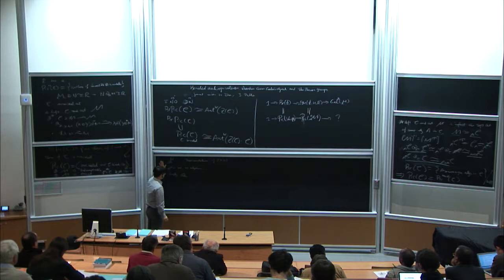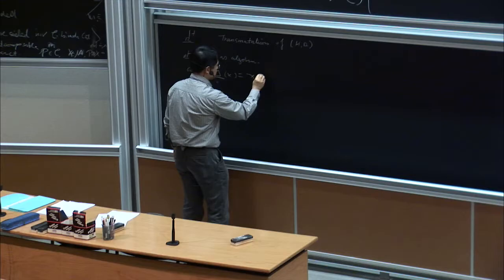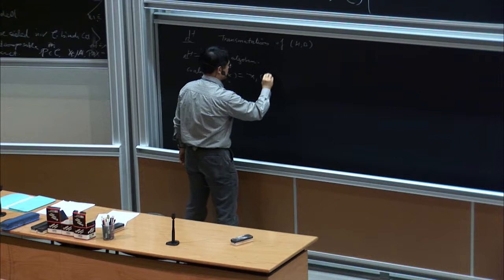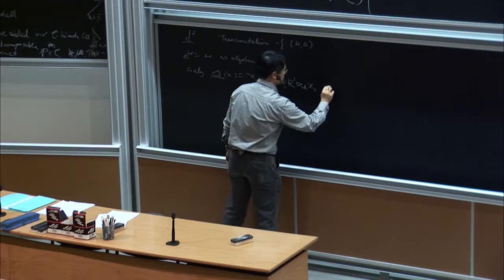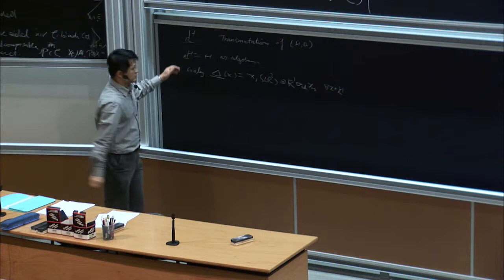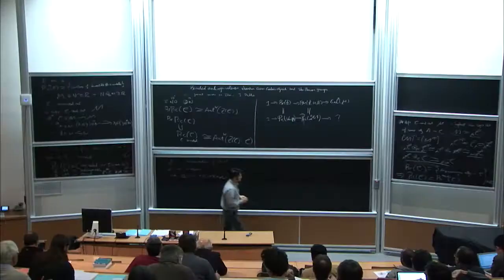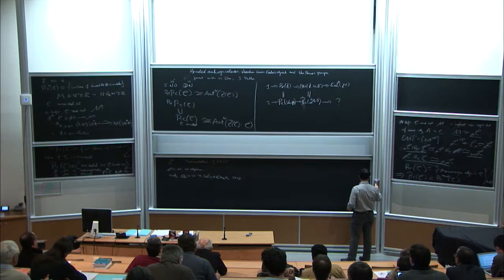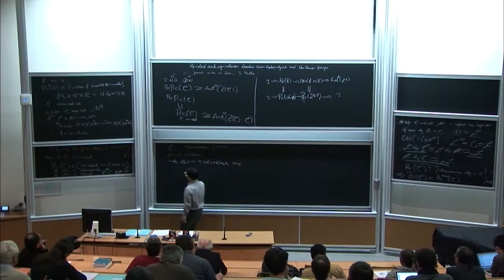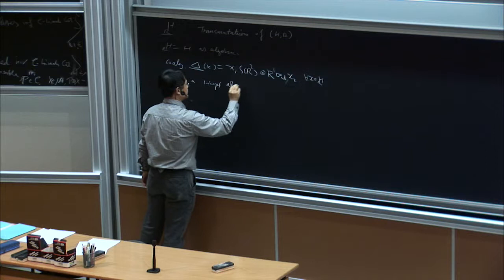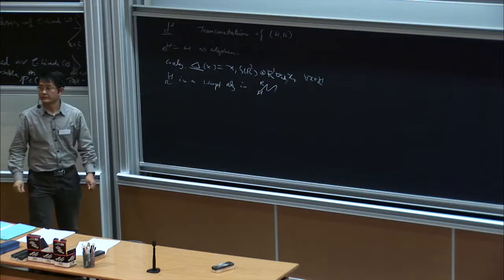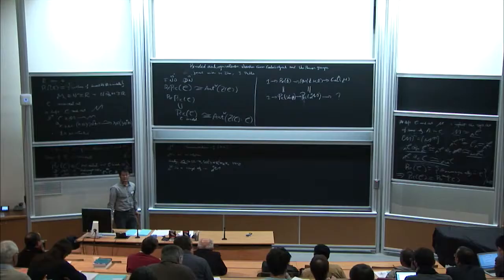So what is the co-multiplication? It is X1, S(R2), tensor R1. Here, you take the adjoint action on X2. So for any X in HR. And you can show that this algebra is no longer a Hopf algebra, but is a Hopf algebra in this category. So it is a braided Hopf algebra.